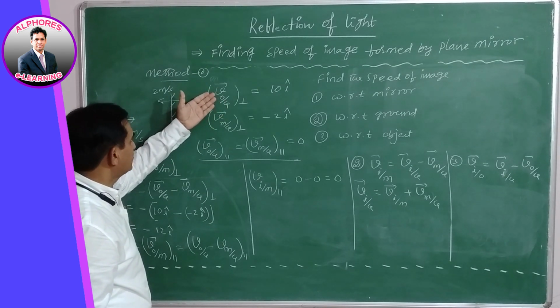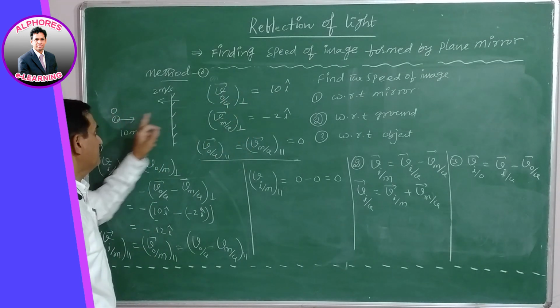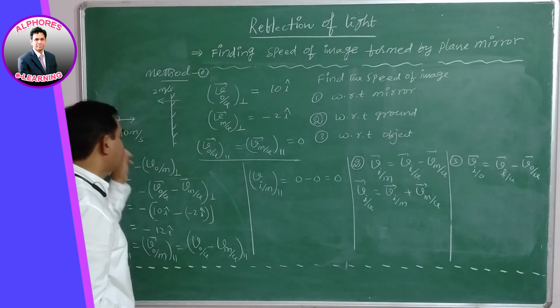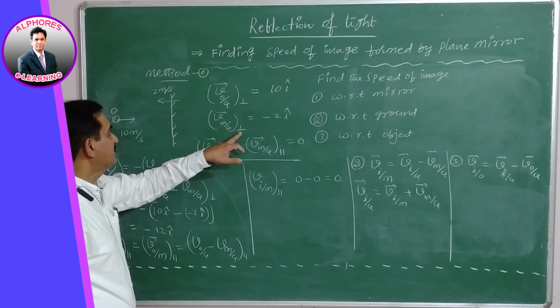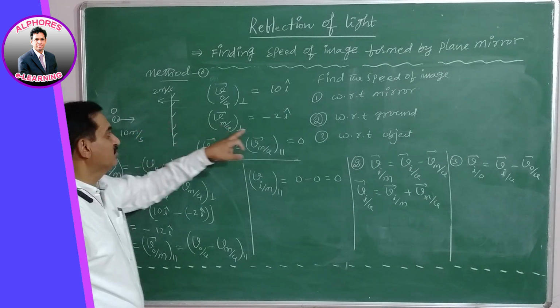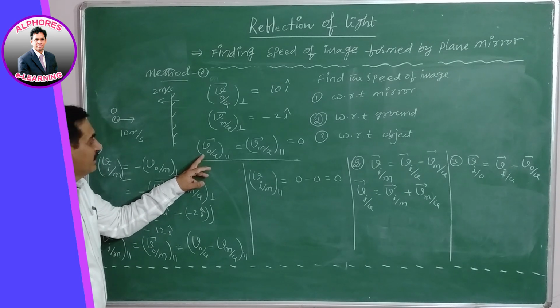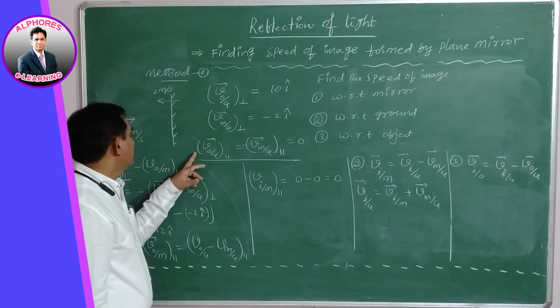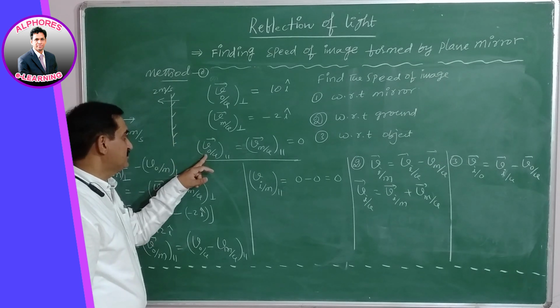Speed of object with respect to ground, perpendicular direction. This is object speed, 10i in terms of vectors. Speed of mirror with respect to ground, in the direction perpendicular to the plane of the mirror, is minus 2i. Now the parallel direction, that is parallel to the plane of the mirror, object speed.